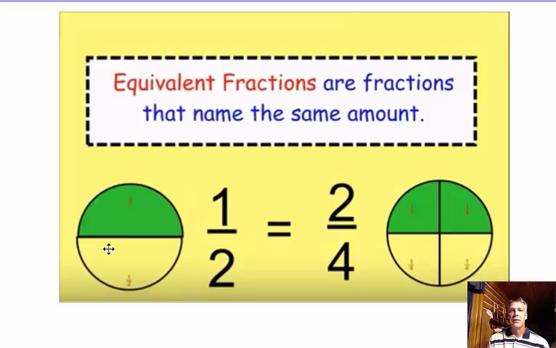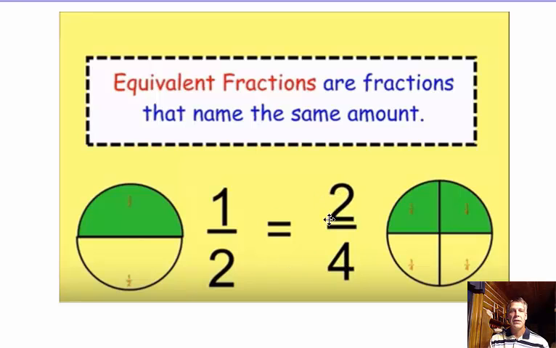Alright, let's start out with the definition. You want to write this down now. Equivalent fractions are two fractions that are different, but they are an equal amount. They are the same amount. So if you look, this shows 1 shaded out of 2 parts. This shows 2 shaded out of 4 parts. But the green represents the same amount. So another way of writing a half is 2/4, because 2 is half of 4. So that's where we want to go here.